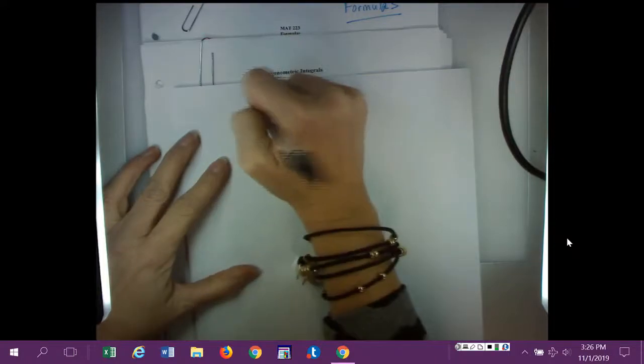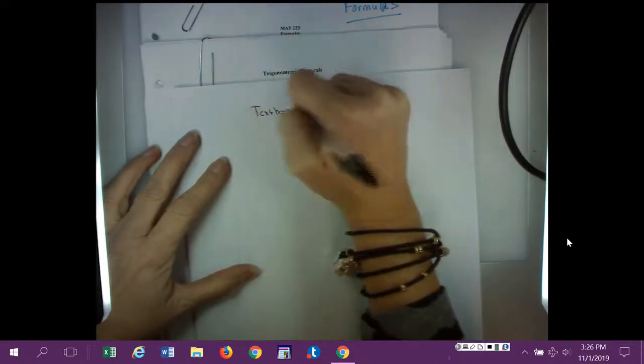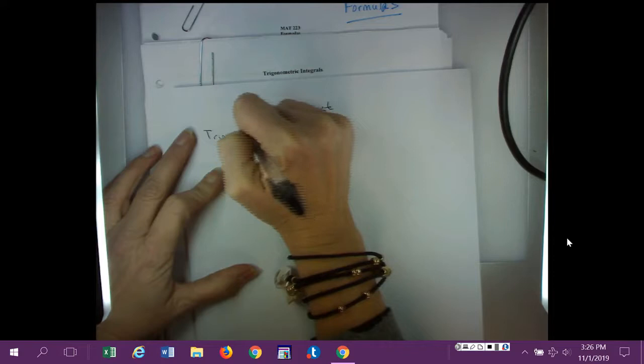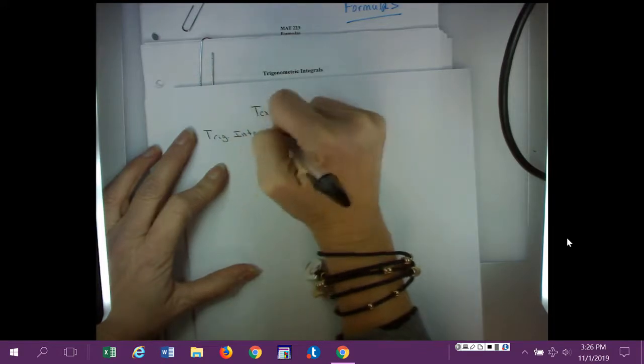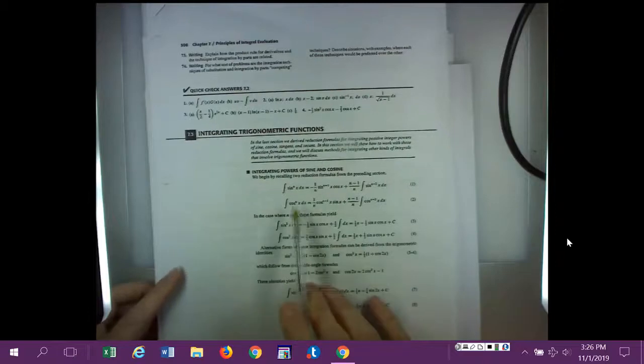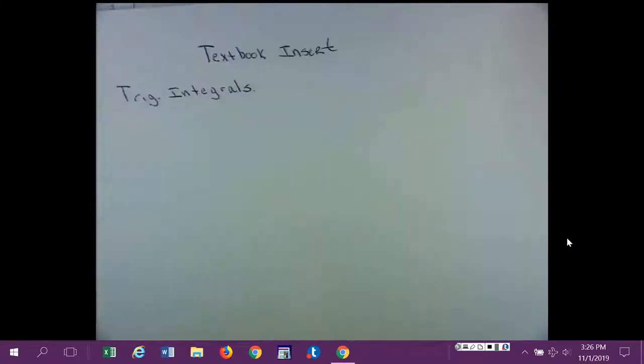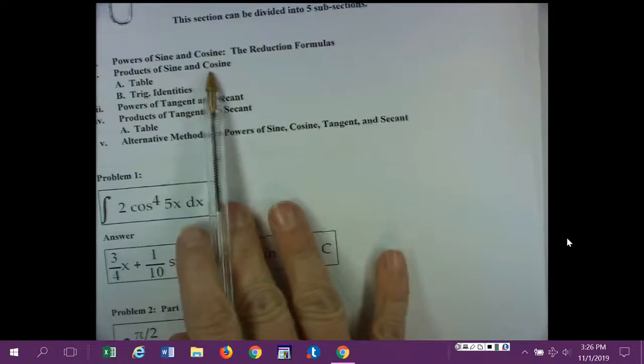If you remember, I gave you an insert from a textbook. So I'll say textbook insert. The first section there is devoted to trig integrals. This is how I know that particular section can be broken down into 5 Roman numerals. What I do is I follow my bullets. For example, the first topic or first Roman numeral, integrating powers of sine and cosine. That is why I have listed that here. Powers of sine and cosine.